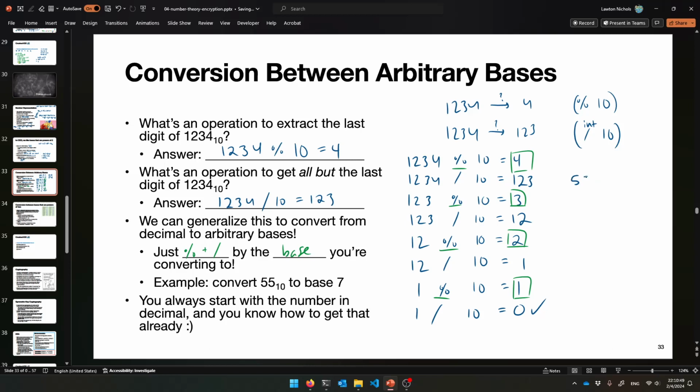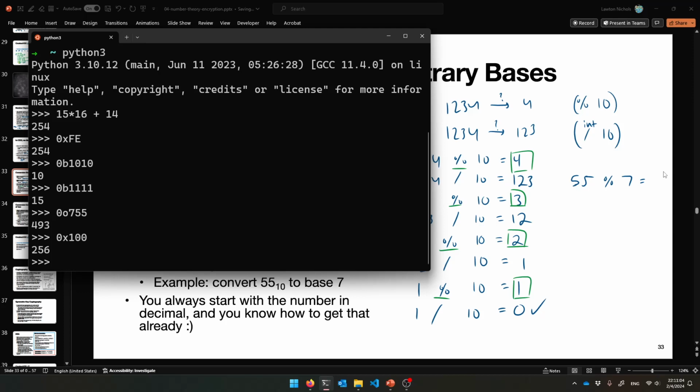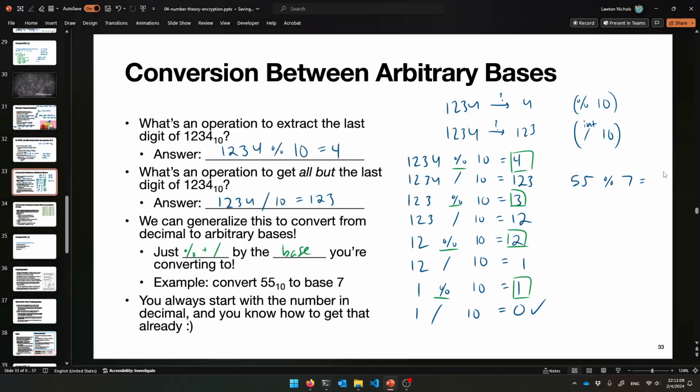So you start with your original number, and we want to extract the rightmost, not decimal digit now, but the rightmost base 7 digit from this number. So I'm going to do mod 7, because that's the base I'm trying to get to. 55 mod 7, I think it goes in 7 times to make 49 with 6 left over. We can confirm that. Hey, there we go, 6. So 6 is going to be the rightmost digit of this number 55 in base 7. But we need the rest. So let's chop off the 6 in the base 7 representation of 55 by doing 55 integer divided by 7.